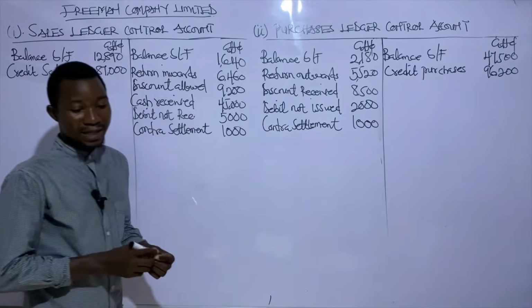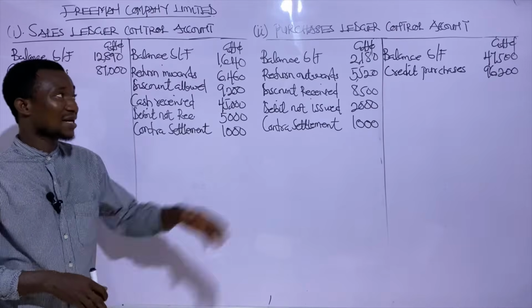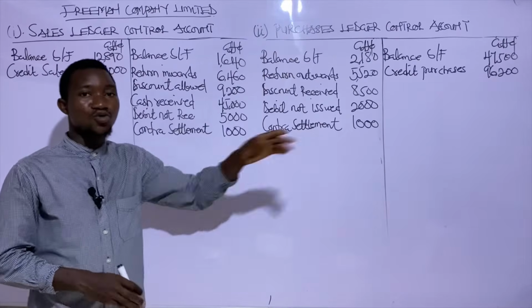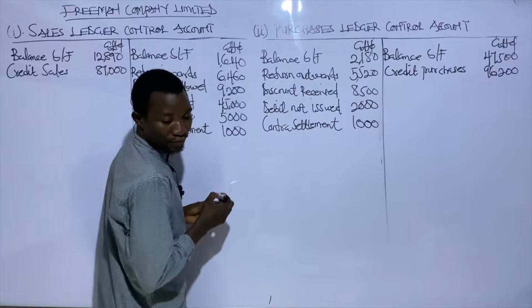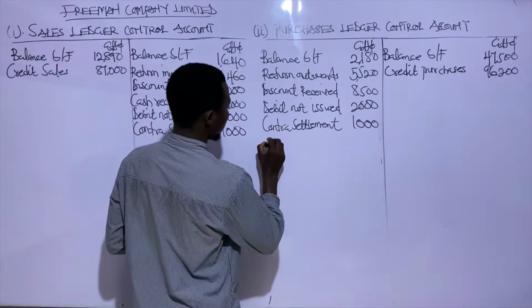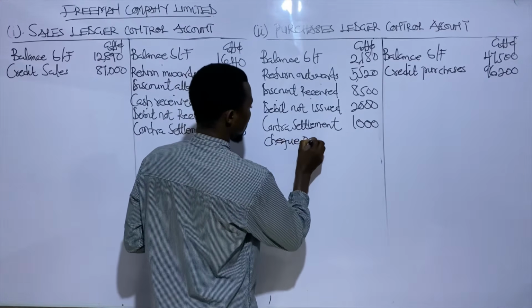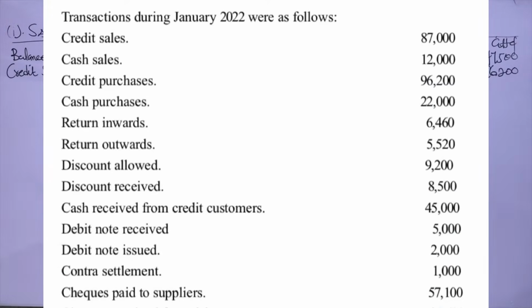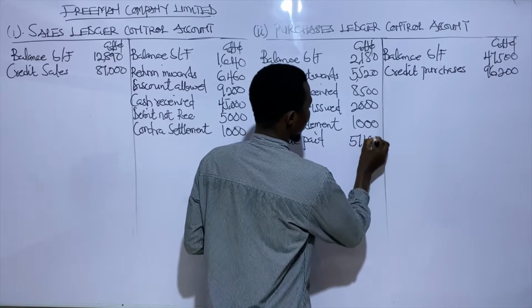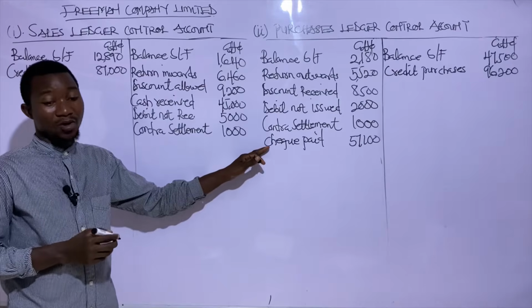Very good. The next item is cheque paid to suppliers. When we pay cheque to suppliers, that is creditors, their account will be reduced. So we debit it to the purchases ledger. So cheque paid, of an amount of 57,100. That is cheque paid to suppliers or creditors.